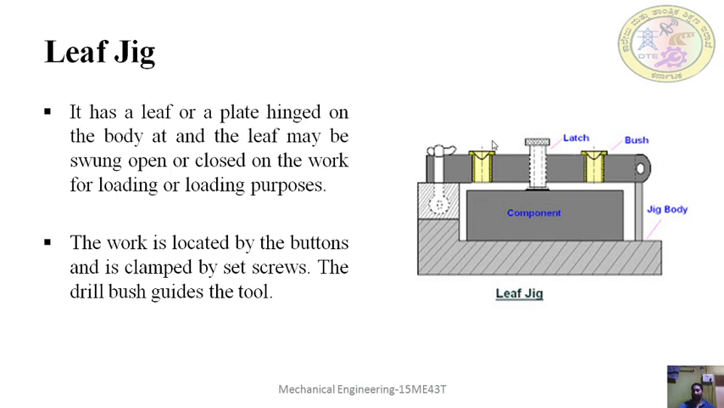We have the drill bushes here on the leaf, at the top of the jig, which will guide the tools for performing the drilling operation. The work is located by the buttons and is clamped by the set screw. This is the clamp. This is the drill bush which guides the tool.